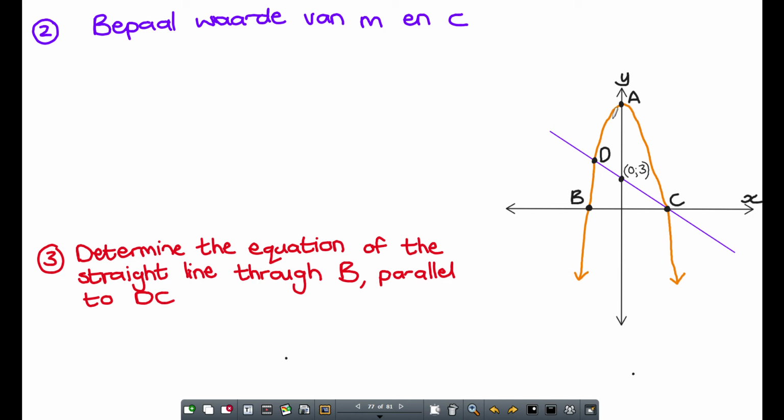Okay, so kom ons sê daai is 18. Hierdie was minus 3 en daai was positief 3. Alright. So nou gaan ek sê bepaal die waarde van m en c.